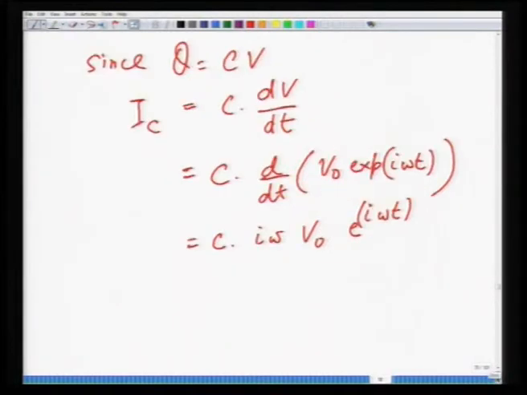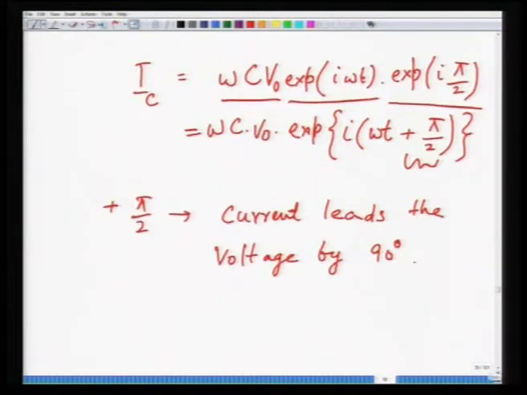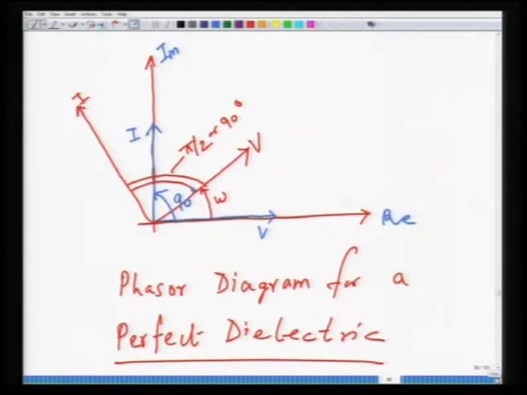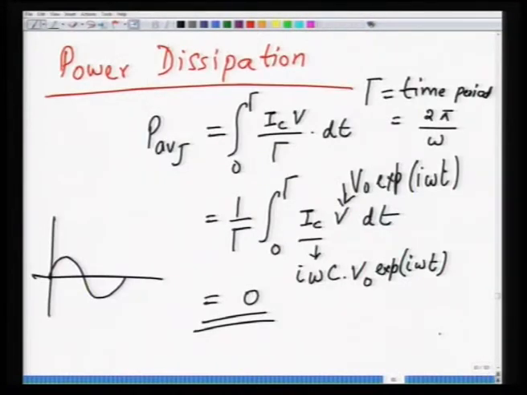power dissipation is 0 and current leads the voltage by 90 degrees. So this is the phasor diagram for an ideal dielectric where current leads the voltage by 90 degrees, and this results in 0 power loss. But in reality most of the materials are not ideal.